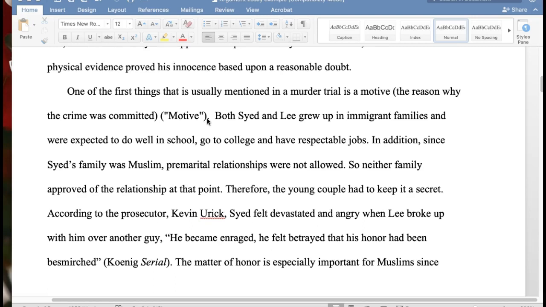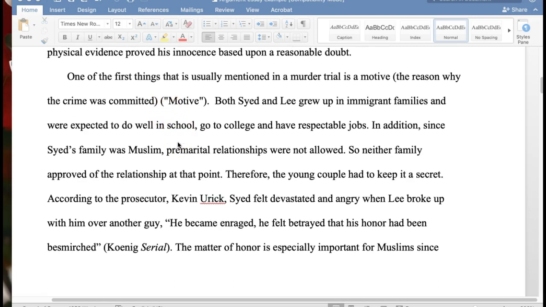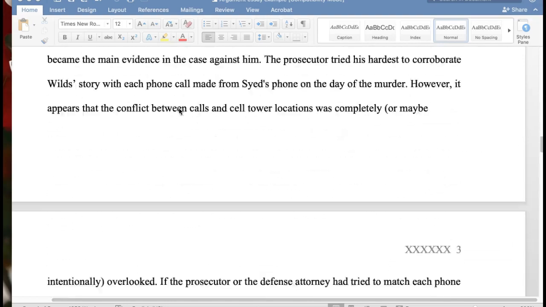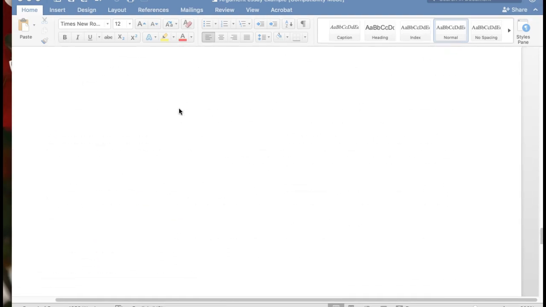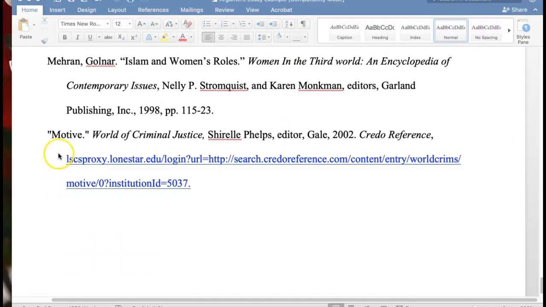If it is common knowledge, like the sky is blue, 2 plus 2 equals 4, the first of the month is the beginning of the month, something that's very common knowledge, most people on the planet know it and don't have to look it up, then you do not have to cite. So then you're probably wondering why the word motive is here with the quotation marks. So let's go back to the works cited page and look for the word motive in quotations here. That first in-text citation relates to this source, right?